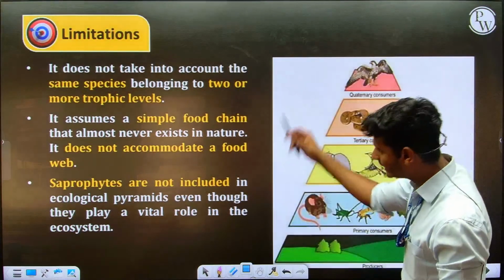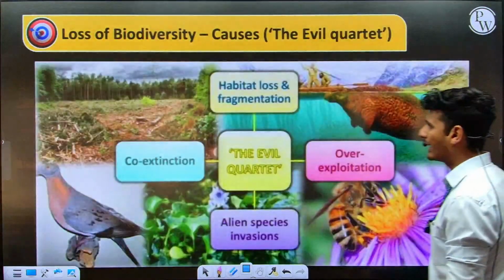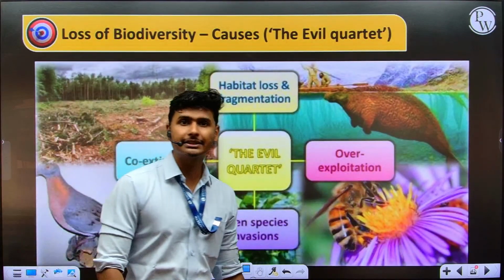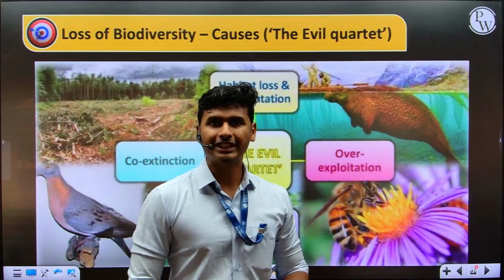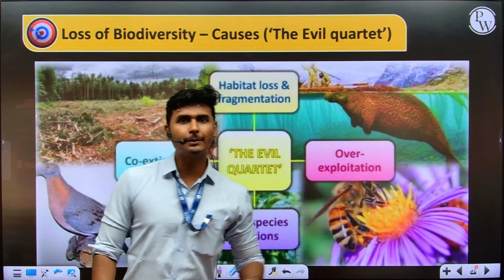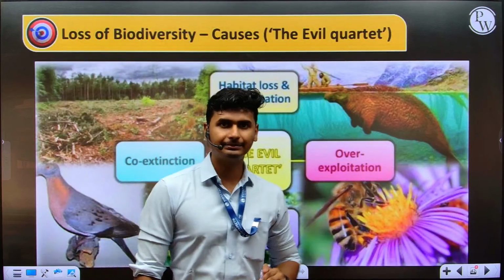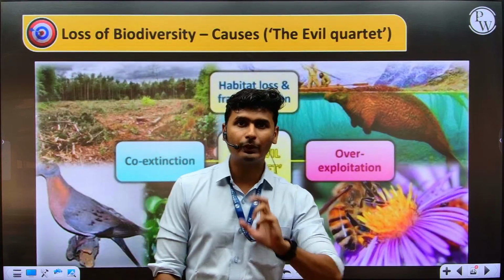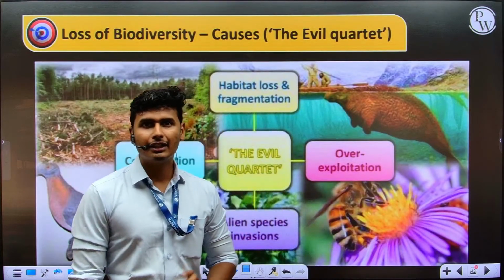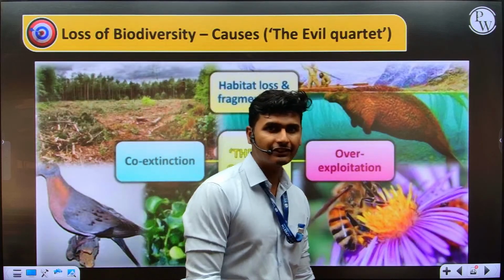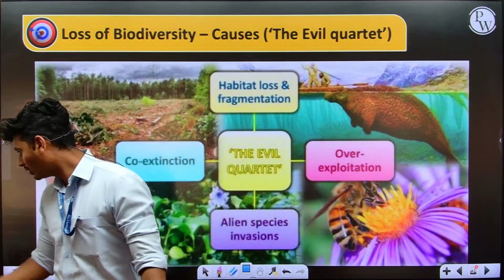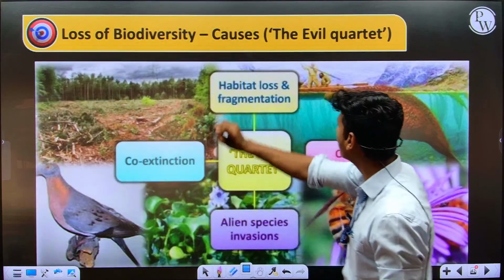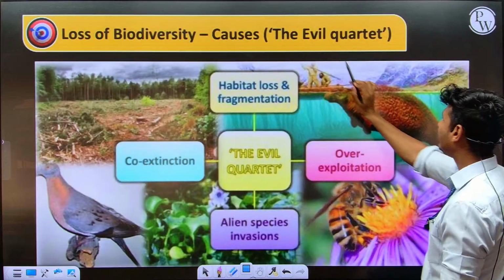Understood the thing. Those are the limitations: microorganisms are not included in the ecological pyramid. Two chapters, the important points, are done. In the first chapter, we discussed population interaction. In the second topic, we discussed the ecological pyramid. Now, third, biodiversity and conservation. How many minutes are left? Only 14 minutes left. We are discussing the loss of biodiversity and its causes, the evil quartet.